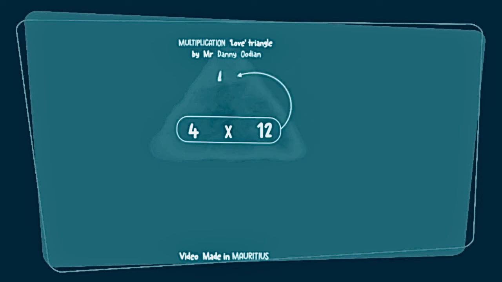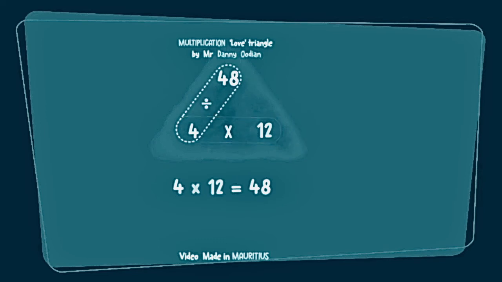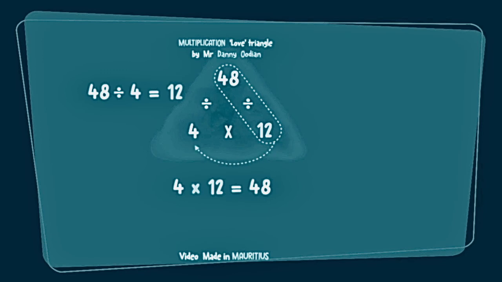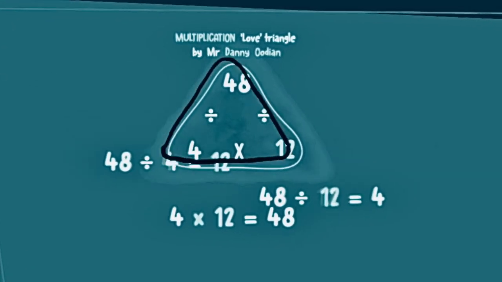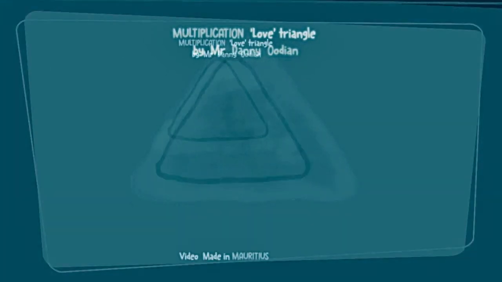4 times 12, 48. But 48 divided by 4 is equal to 12. Similarly, 48 divided by 12 is equal to 4. So, 48, 4, and 12 make a multiplication triangle.